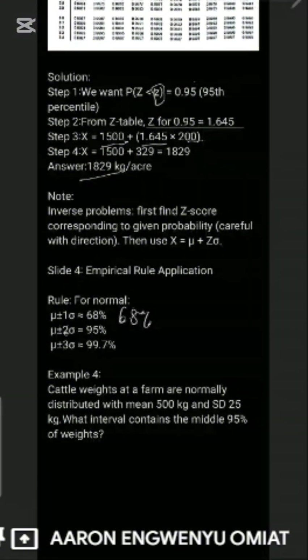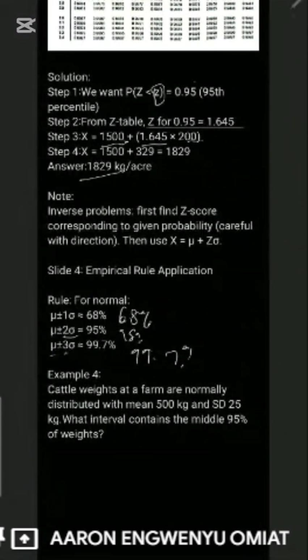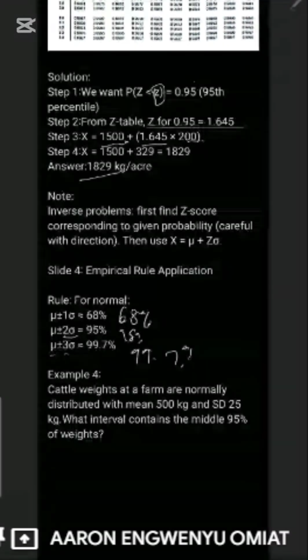Mean plus or minus two standard deviations covers 95%, and then mean plus or minus three standard deviations covers 99.7%. And here is an example. Cattle weights at a farm are normally distributed with a mean of 500 kilograms and a standard deviation of 25 kilograms. What interval contains the middle 95% of the weights?